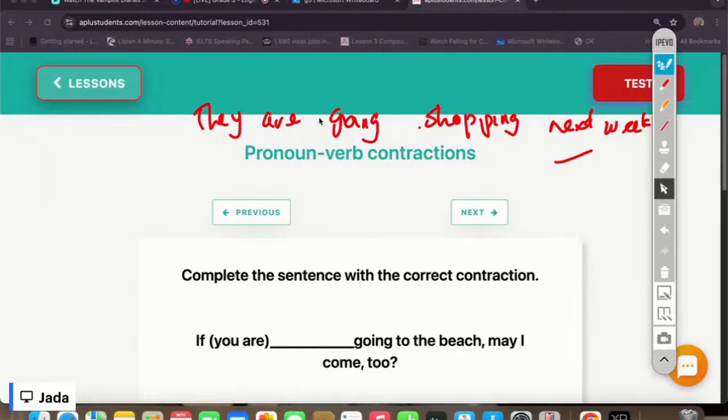Yes, of course, you can make your sentences with the contraction. Yes, that's perfect. You can send me your sentences on the chat. If you have any that you want to share, that's okay. You can send them.